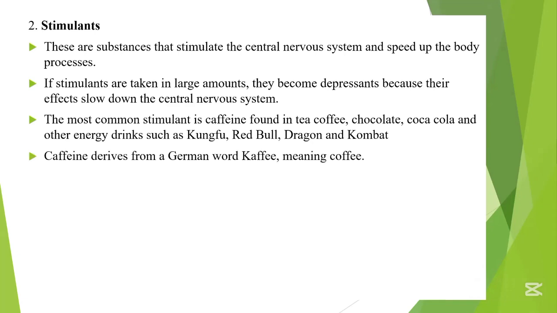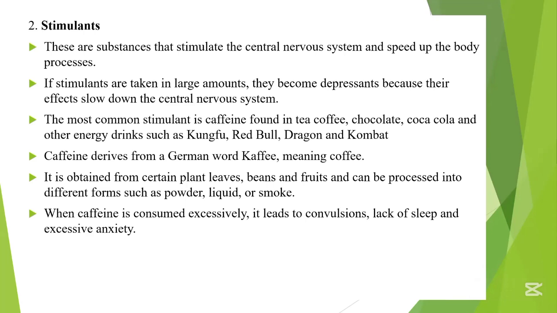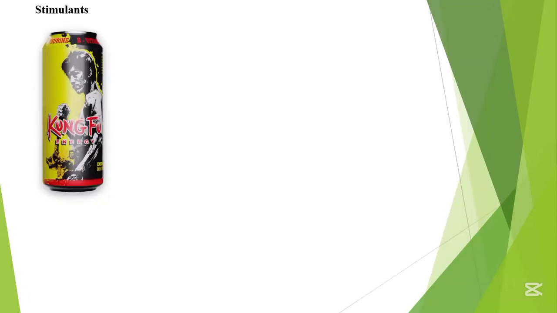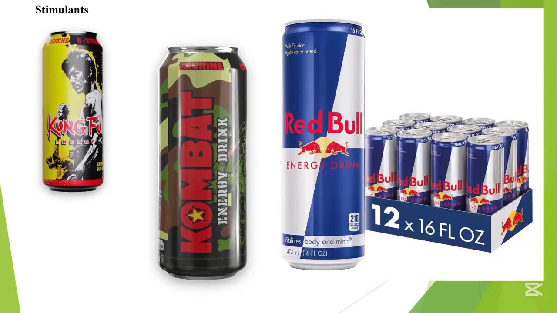Caffeine is actually derived from a German word Kaffee, meaning coffee. It is obtained from certain plant leaves, beans, fruits, and can be processed into different forms such as powder, liquid, or smoke. When caffeine is consumed excessively, it leads to convulsions, lack of sleep, and excessive anxiety. It can also stimulate the central nervous system very much. Other stimulants that you can cite as examples include cocaine and nicotine, other than caffeine itself. These are some of the stimulants that you are familiar with. Some of them, perhaps you might even have in your house.